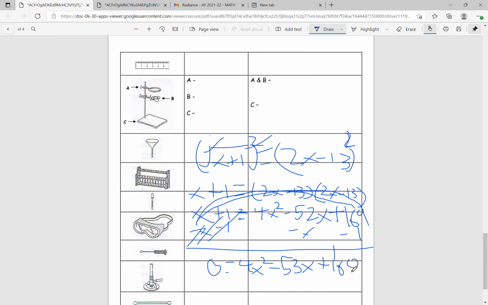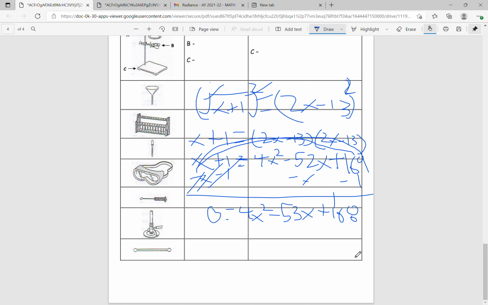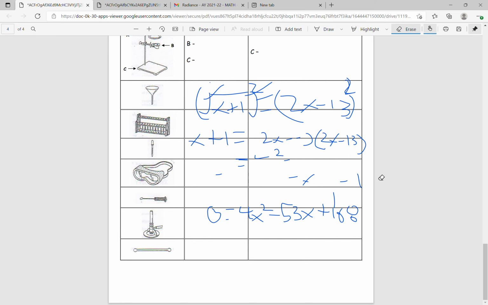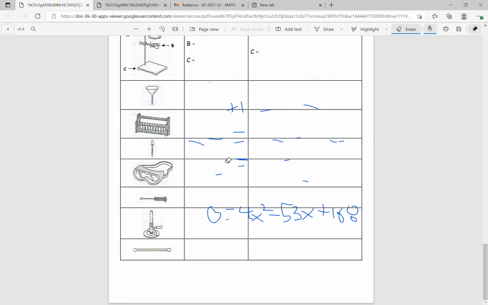Now at this point, we need to use the quadratic formula to solve for x. I do not recommend factoring this because you would have to do 4 times 168, which is a large number, and find two numbers that multiply to the product of 4 times 168 and also satisfy the sum of negative 53. That would take you a long time. So instead, we're going to use the quadratic formula in order to solve for x.